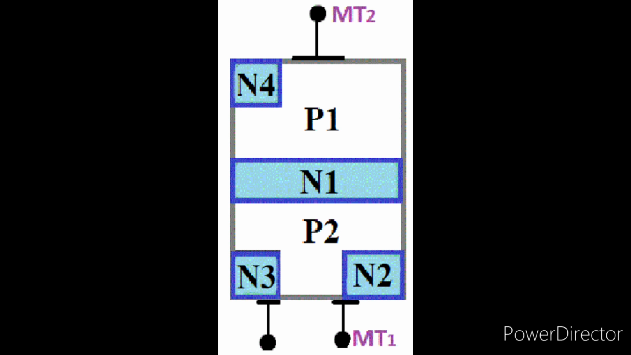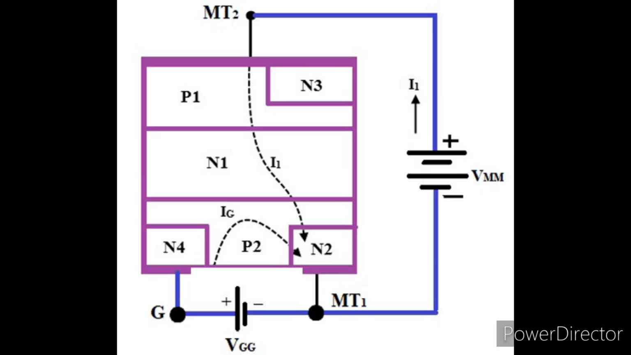So, four modes of operation are possible. The figure shows the first mode of operation, that is MT2 is positive with respect to MT1 with a gate polarity positive with respect to MT1. Here MT1 is taken as the reference. When MT2 is positive, the junctions between the layers P1N1 and P2N2 are forward biased, whereas the junction between the layers N1 and P2 is reverse biased.